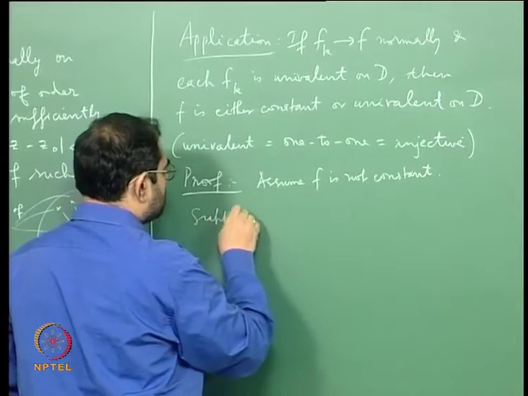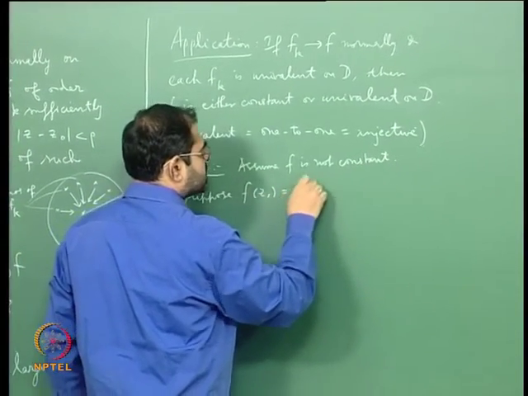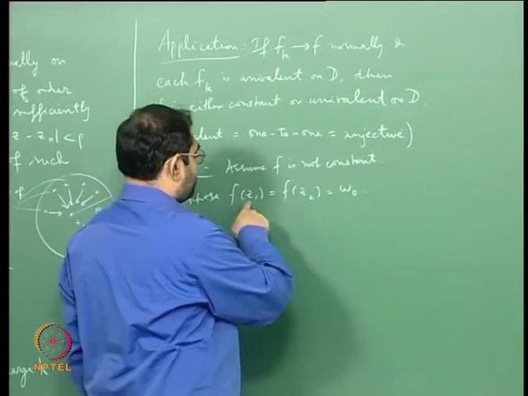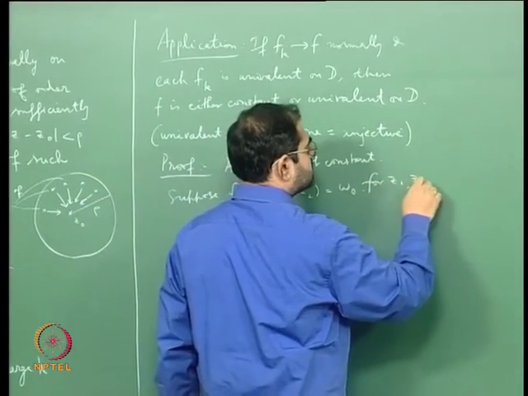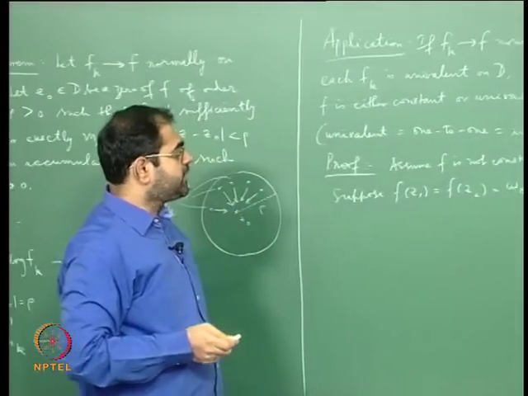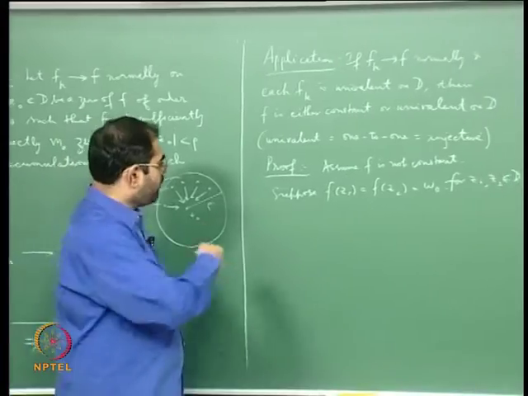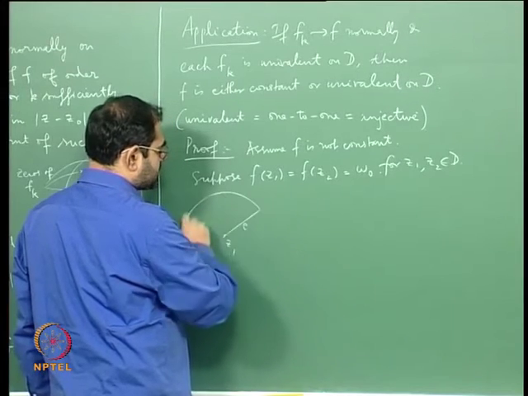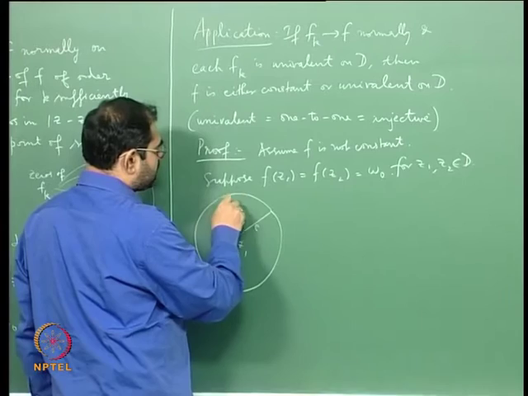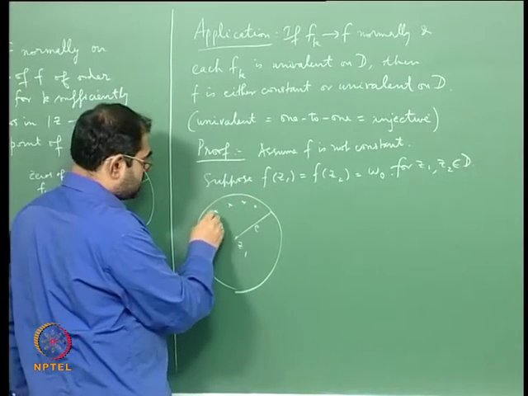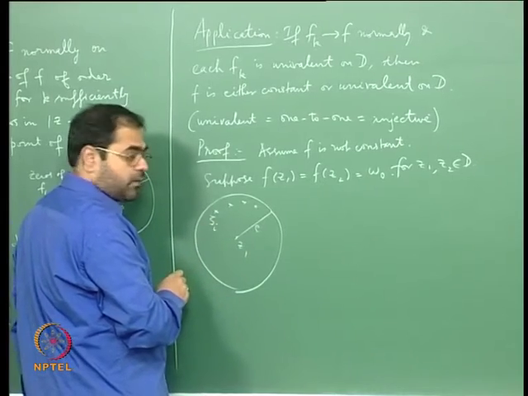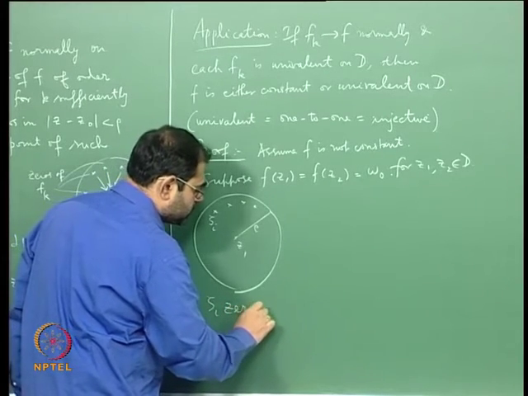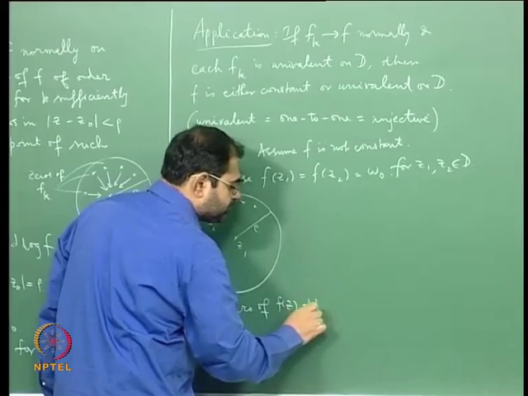Suppose f of z1 is equal to f of z2 is equal to omega naught. I will have to show that for z1, z2 in D, z1 equals z2, and for that I apply Hurwitz's theorem. So here is my z1, and there is a rho and a disk surrounding it, so that I can find zeros zeta_i of f of z minus omega naught, okay.